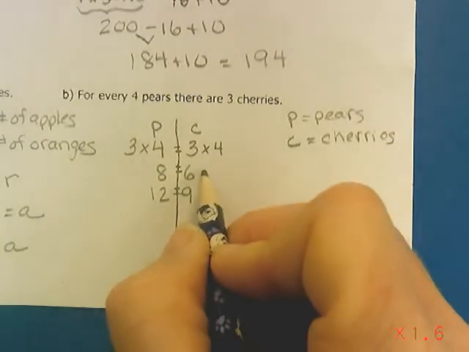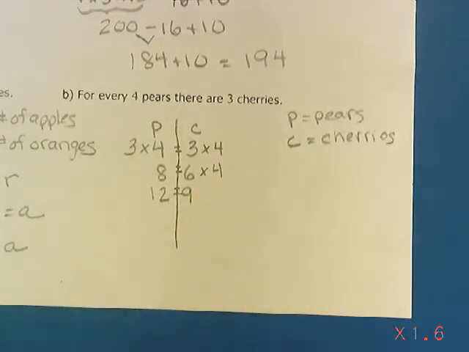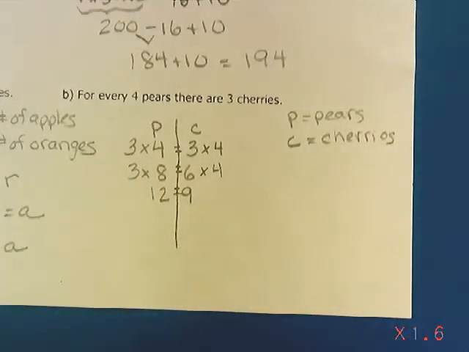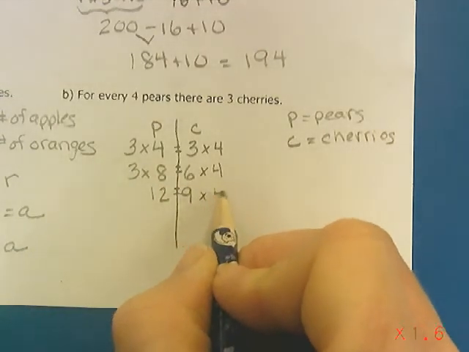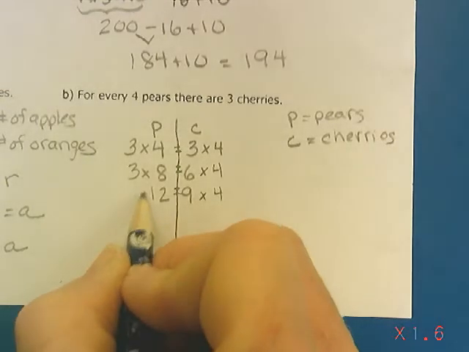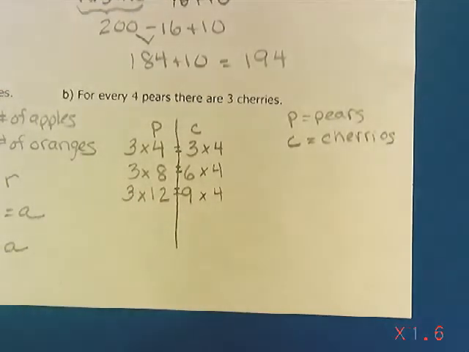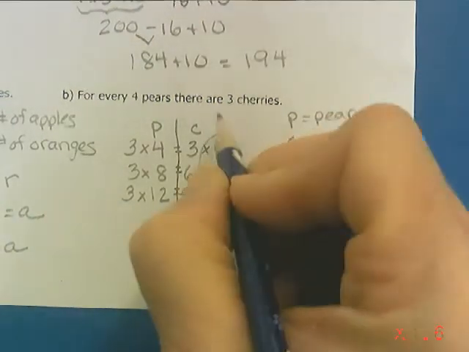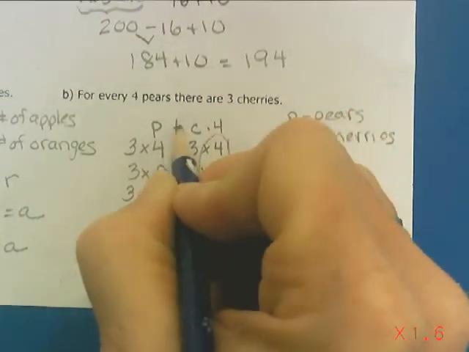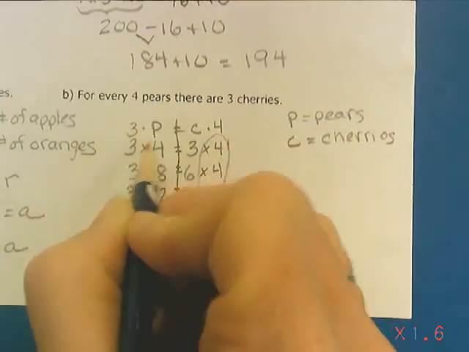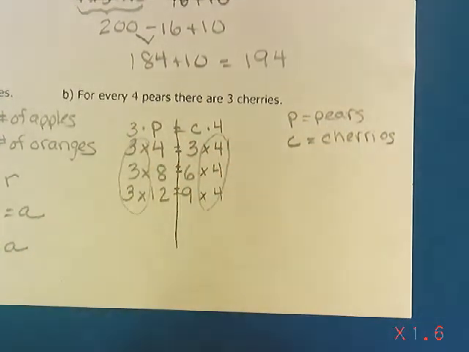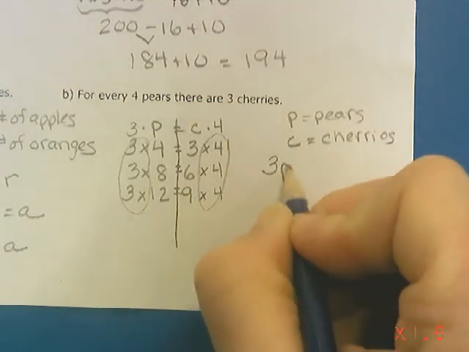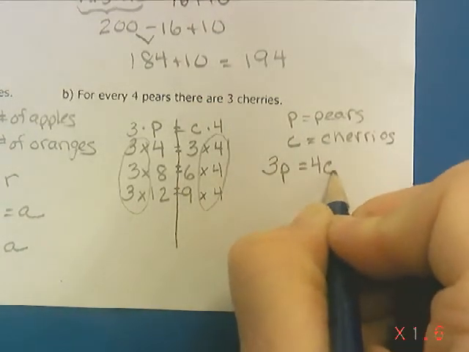If I bring that pattern down, 6 times 4 for the cherries gives 24, and 3 times 8 for the pears also gives 24. 9 times 4 for the cherries gives 36, and 12 times 3 gives 36 for the pears. So I notice every time I multiply the cherries by 4 and the pears by 3, then one side is equal to the other. So one equation could be 3P equals 4C.